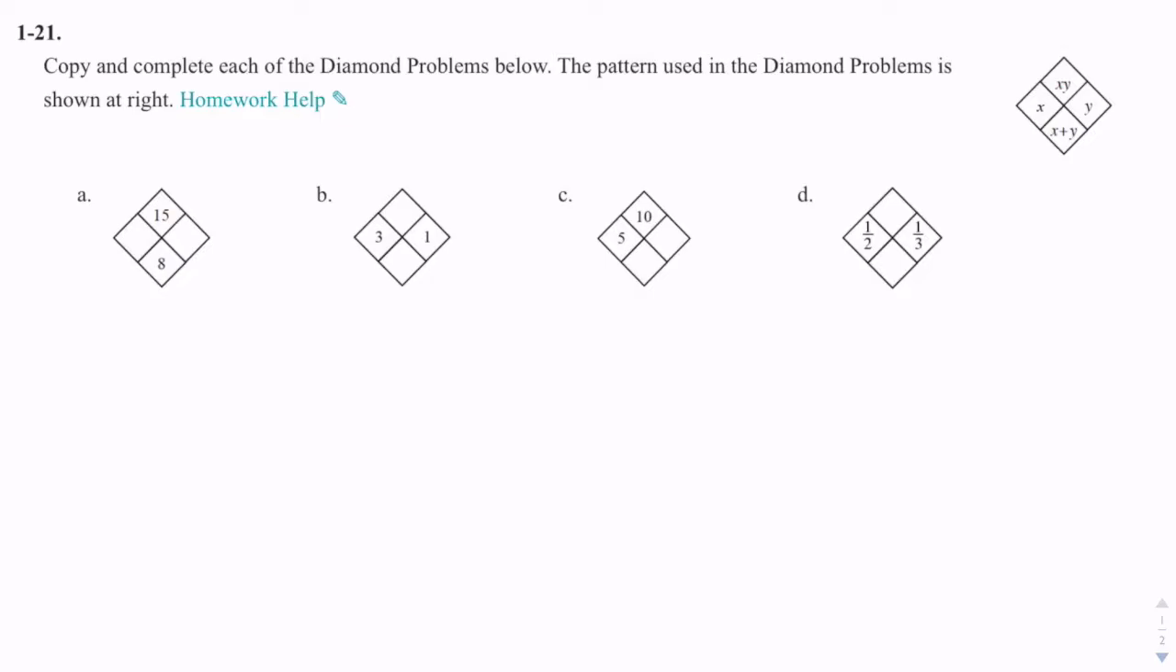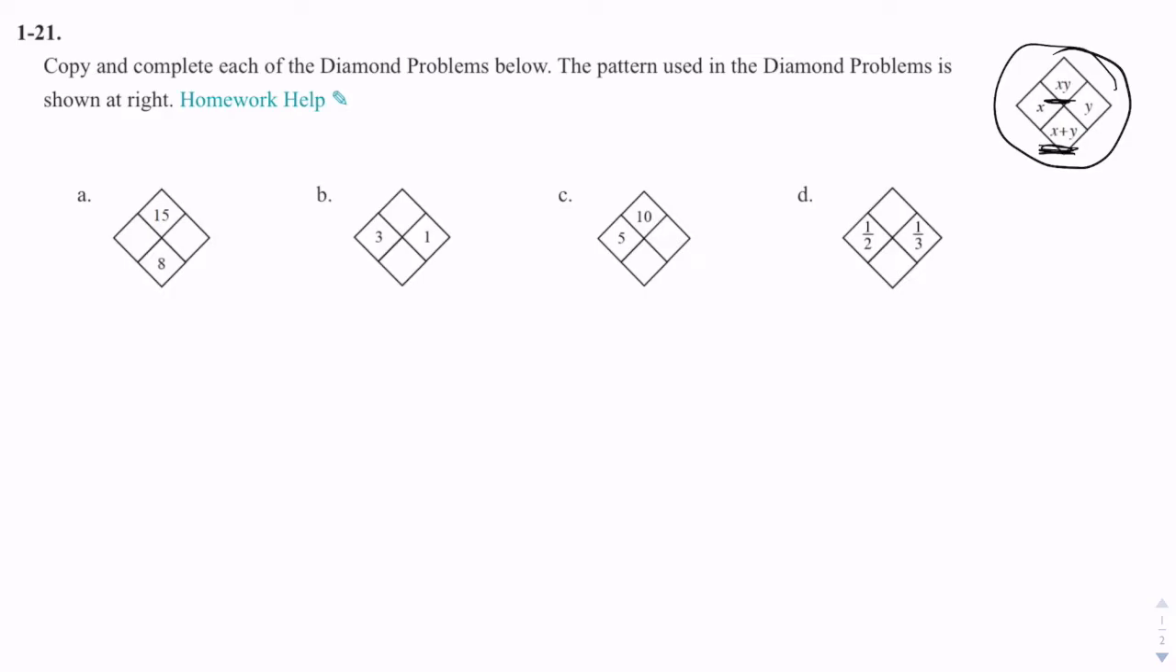Okay, I can't tell you how valuable it's going to be the more diamond problems you do. So again, you're getting this chart, and you're going to get this chart for a while showing that the bottom diamond is adding and the top diamond is multiplying. But eventually you're not going to get this chart anymore, so you have to kind of start to remember.